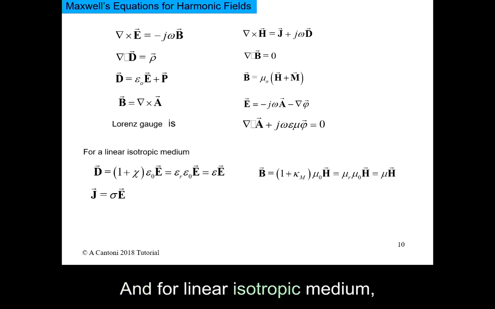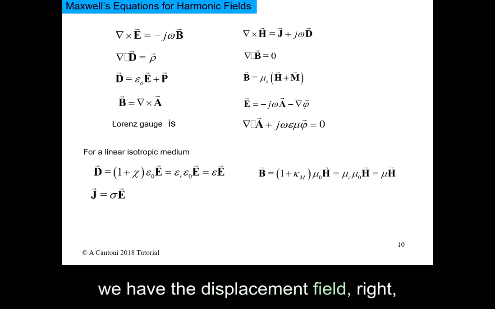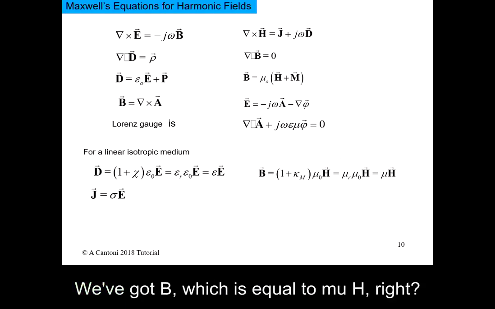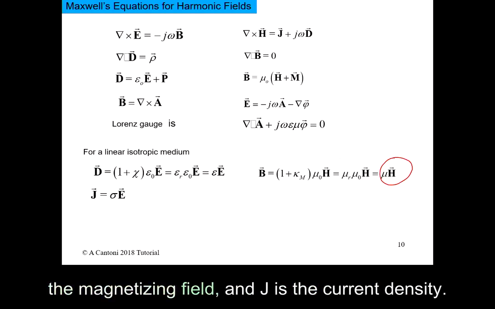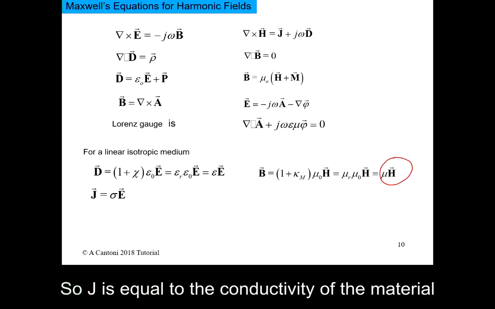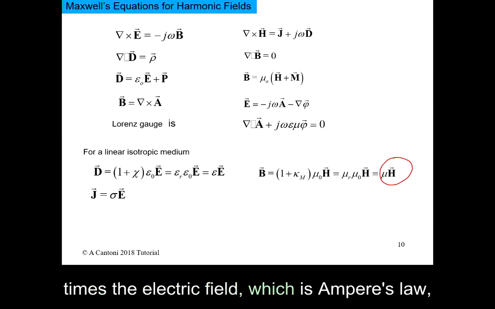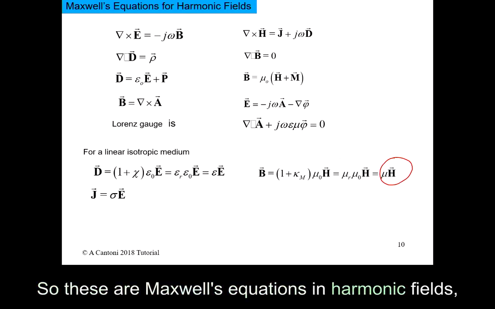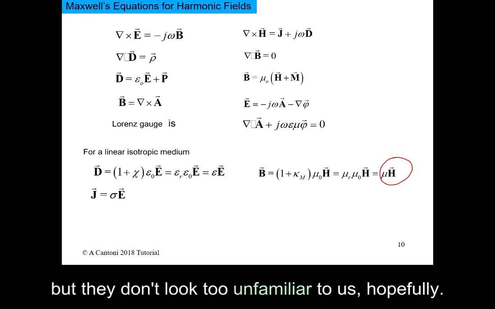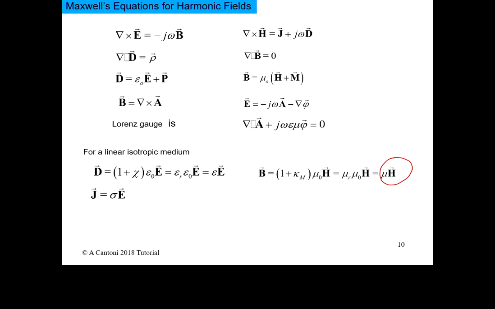And for a linear isotropic medium, we have the displacement field, which we've seen before. We've got B, which is equal to mu H, so the magnetic field is equal to mu times the magnetizing field, and J is the current density. So J is equal to the conductivity of the material times the electric field, which is Ampere's law, which we've seen before. So these are Maxwell's equations in harmonic fields, but they don't look too unfamiliar to us, hopefully.